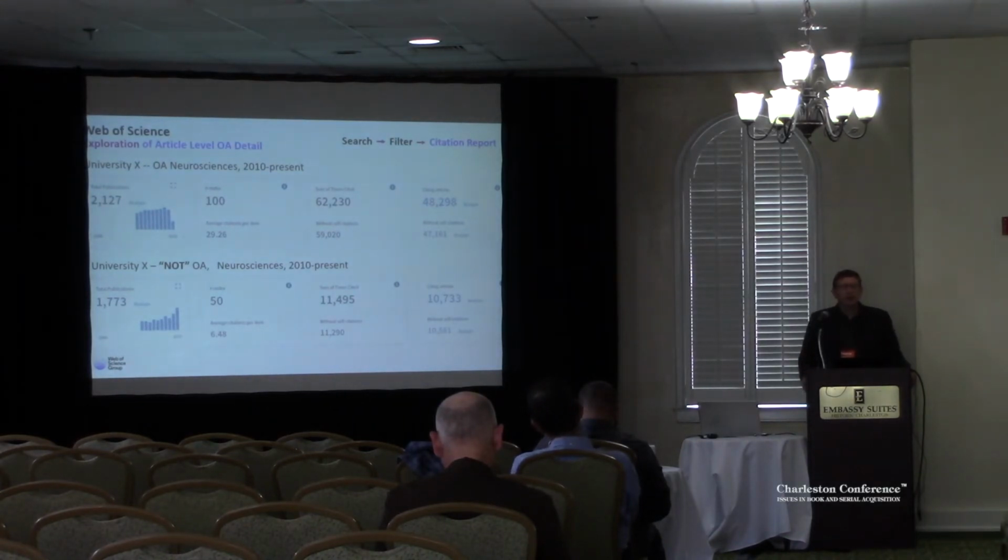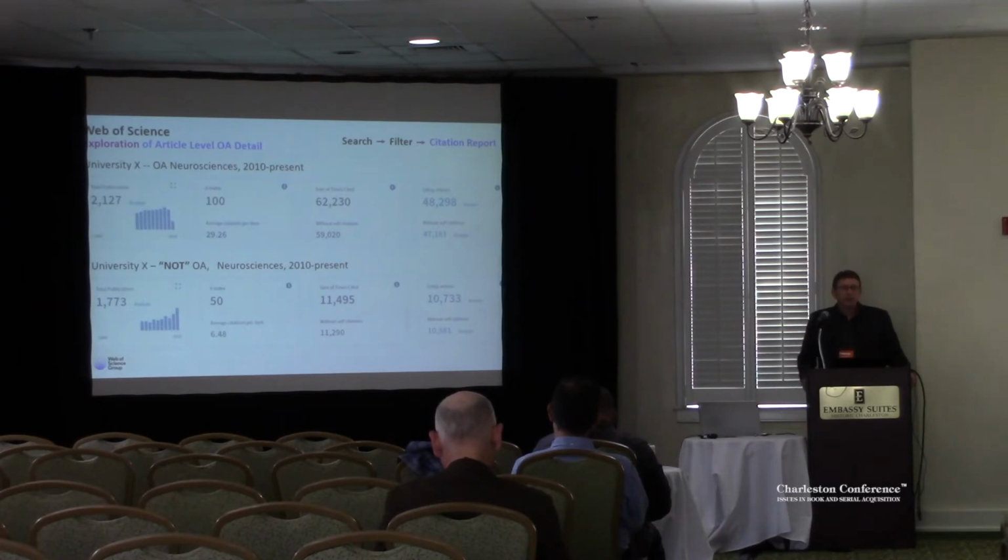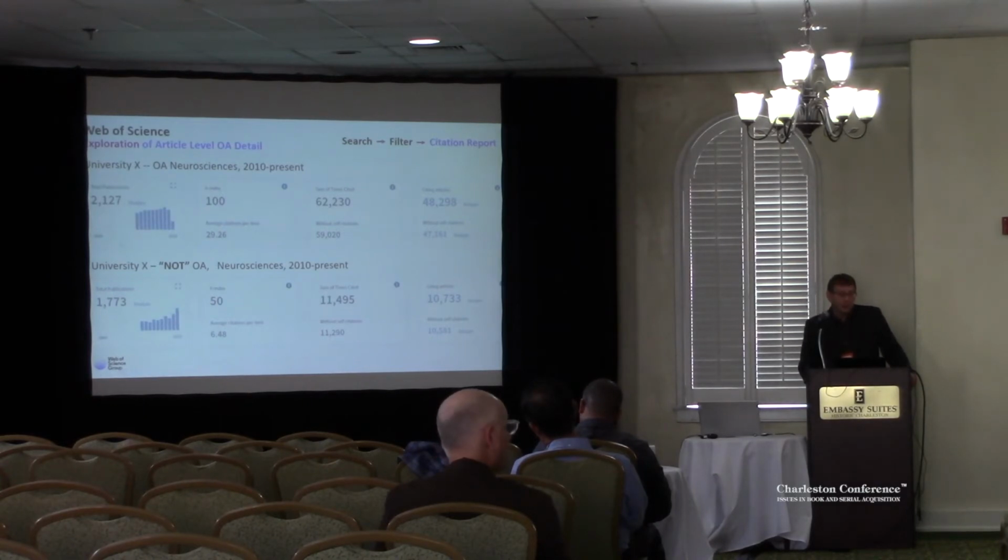I wanted to be fair here with the view of this body of content. So, discipline, date range, and I looked at all open access material in neurosciences, and just through a simple Boolean operation, not eliminated OA, I could look at material that's not available openly. A citation report produces these kinds of metrics: total publications, and it gives you a little trend graph that you can expand.